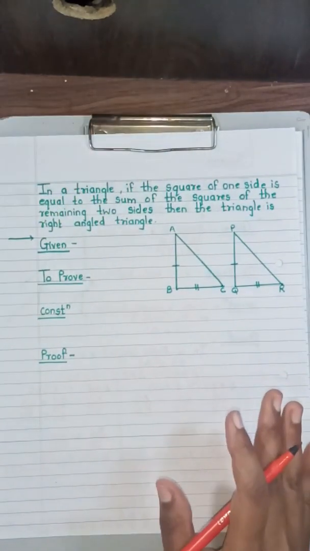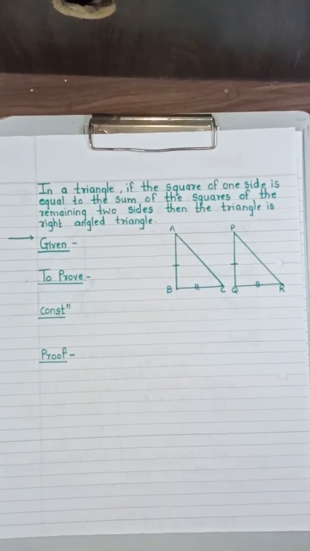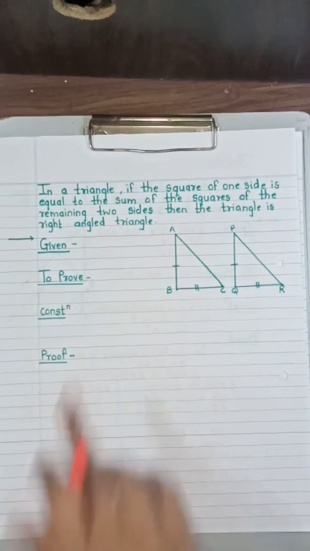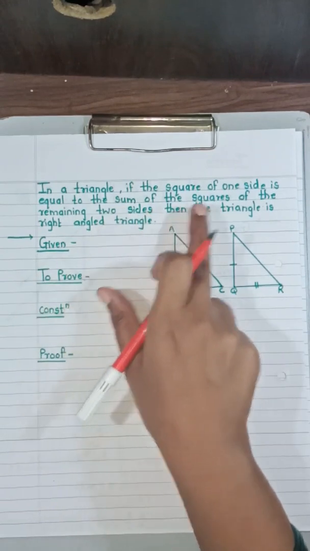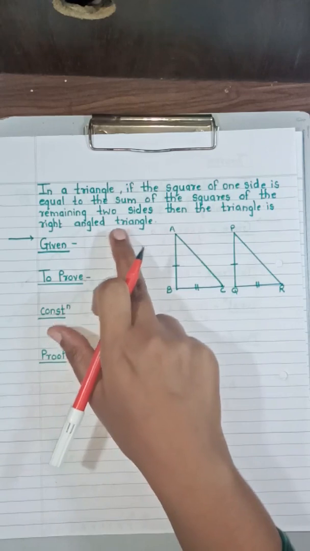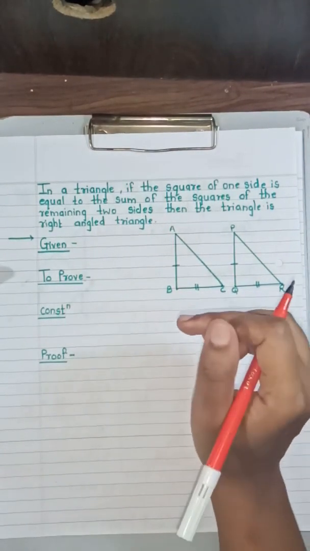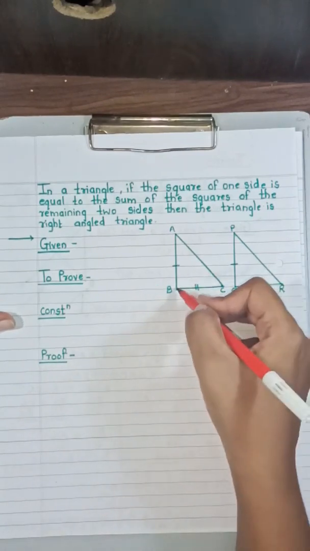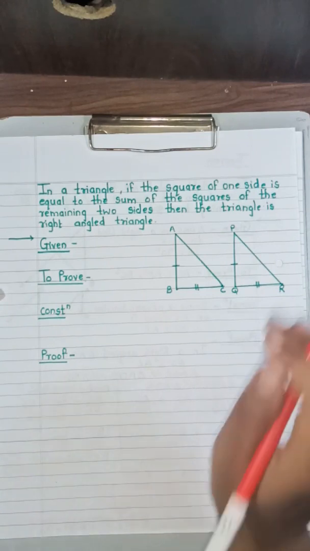Now we'll move on towards the last theorem of this session, that is: in a triangle, if the square of one side is equal to the sum of the squares of the remaining two sides, then the triangle is a right angled triangle. Okay, now children, what we have to prove is that angle ABC is 90 degrees.